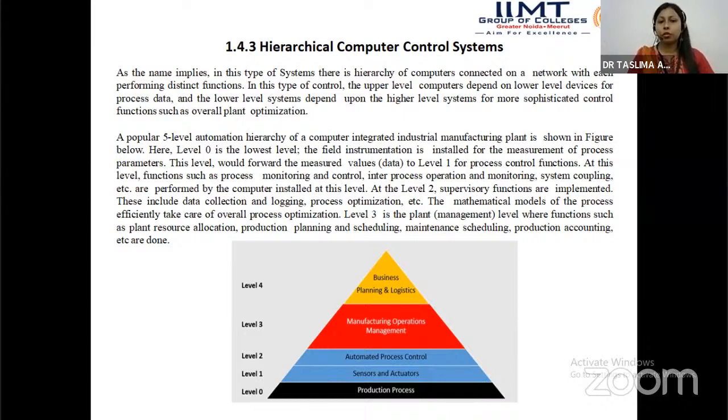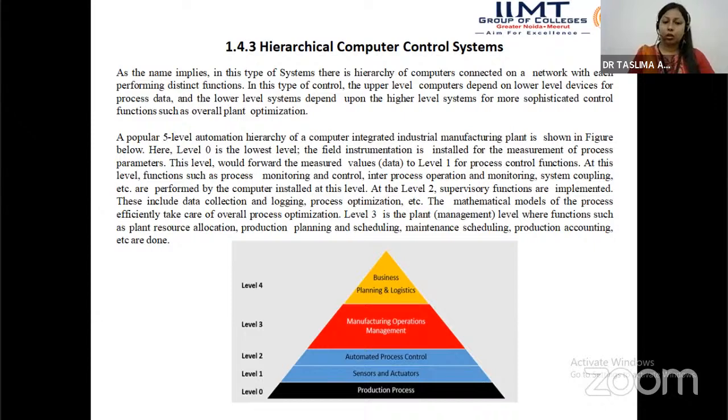Okay, therefore the monitoring and control part is in level 1, and at level 2 the supervisory functions are implemented, because in level 2 we are getting the data collection, logging, then process optimization. The mathematical model of the process efficiently takes care of overall optimization. Then level 3 mainly defines the plant level, where functions such as plant resource allocation, production planning and scheduling, then maintenance scheduling, production accounting, are all explained.